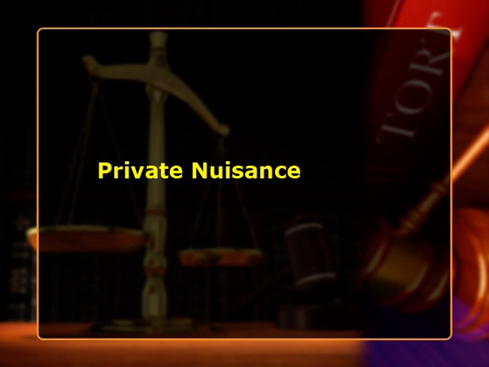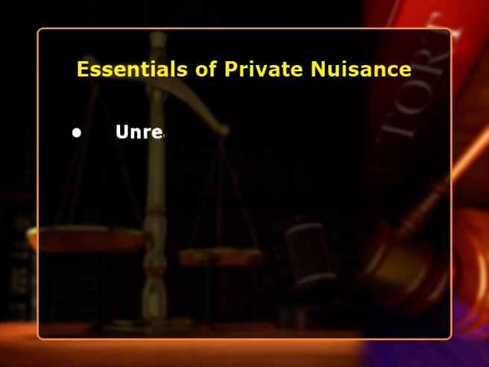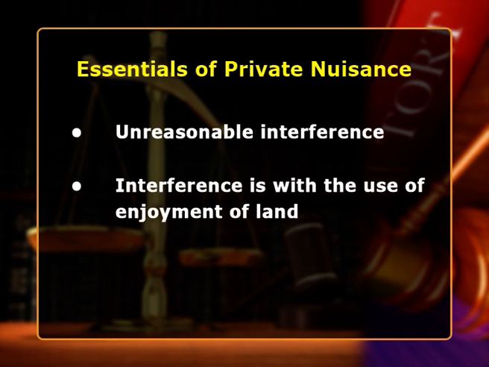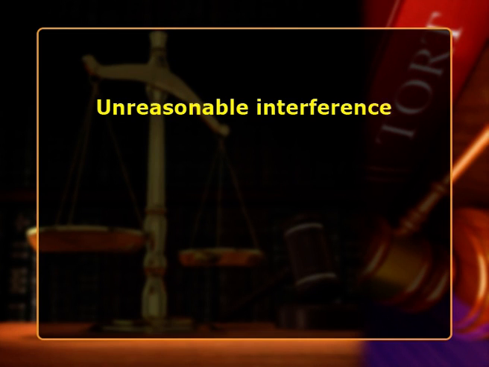Now friends, we will be discussing private nuisance or tort of nuisance. To constitute the tort of nuisance, the following essentials are required to be proved. Unreasonable interference, interference with the use or enjoyment of land, and damage. Unreasonable interference.